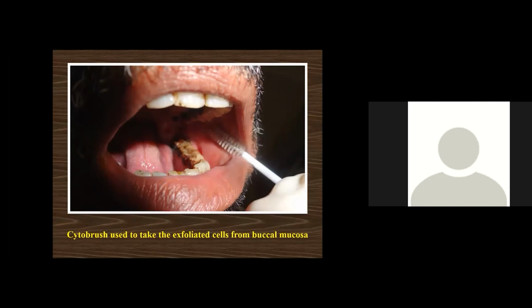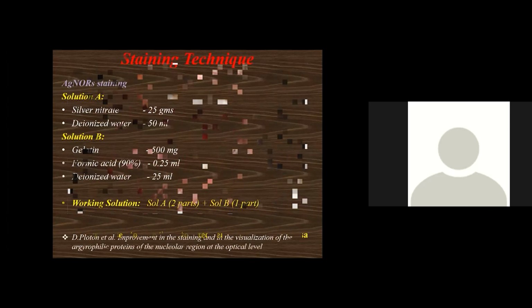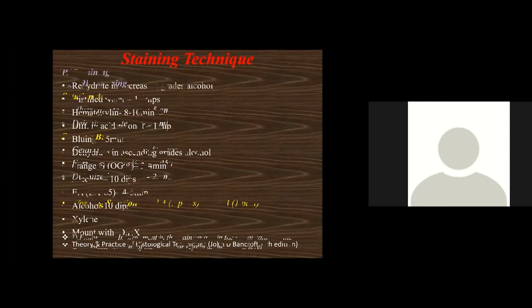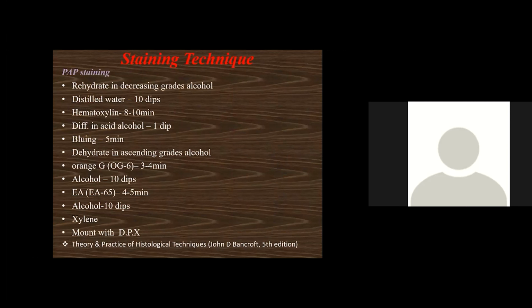So this is how we took the samples. Next, cytobrush, and this was our working solution, solution A and B. Next, and this was the PAP staining technique. Next.